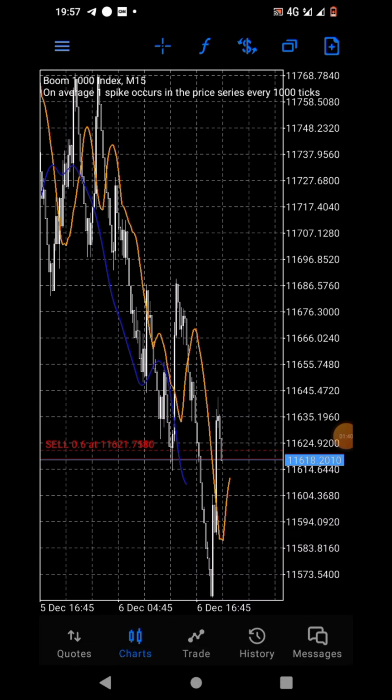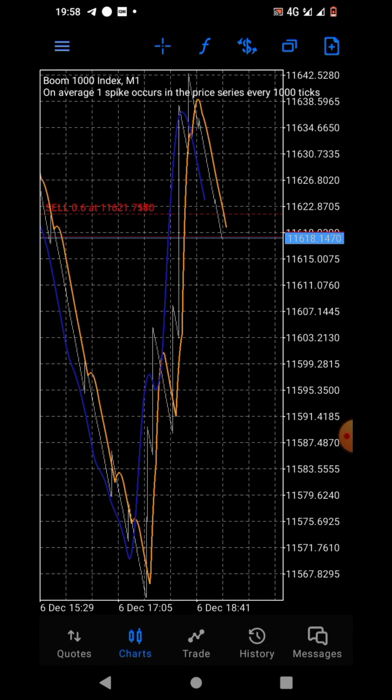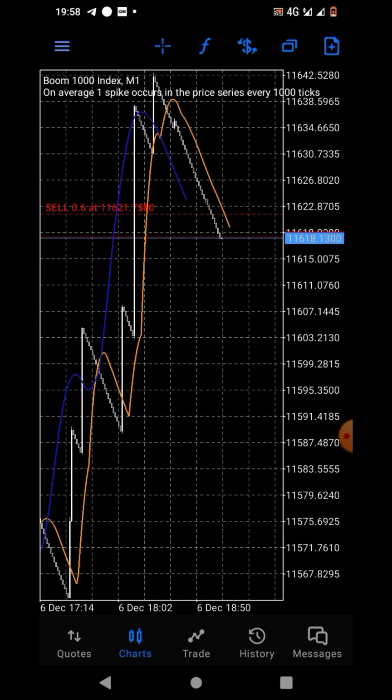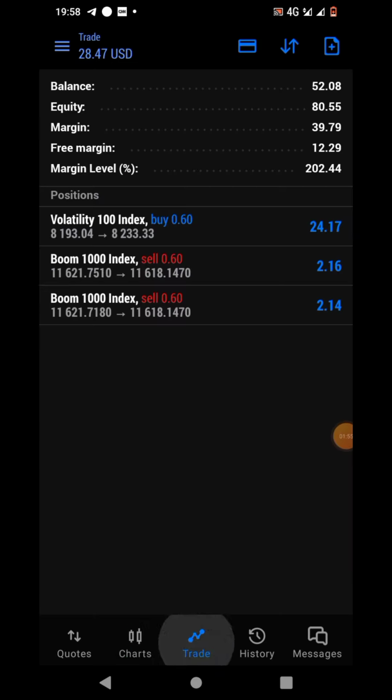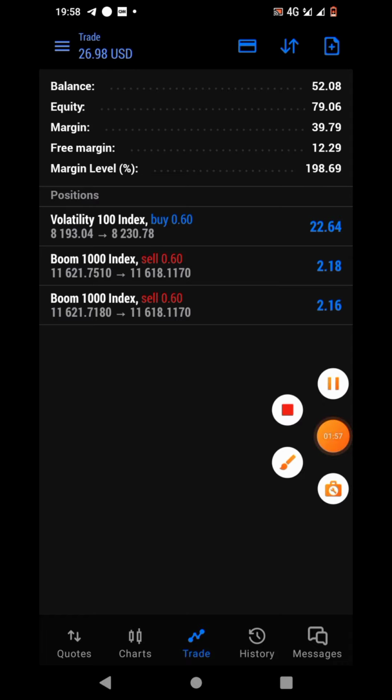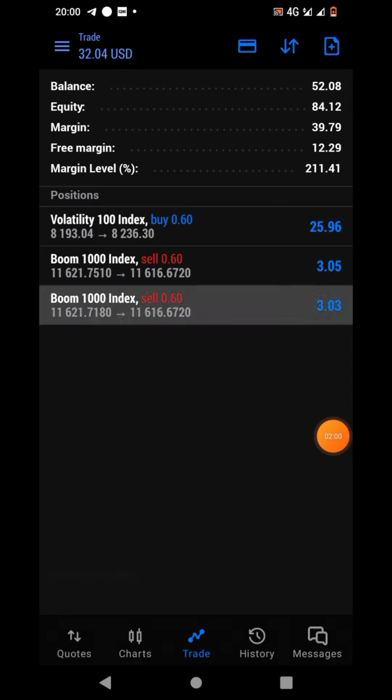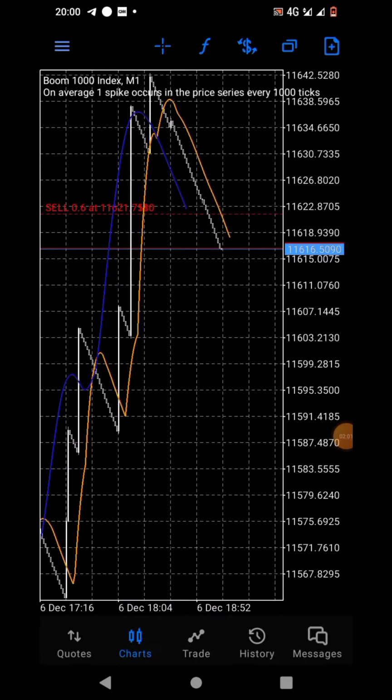Now the VIX 100 has actually retraced a bit, so let's hope that we don't get stopped out at break even, but the momentum is actually still playing out well. So it's a wonderful strategy. Just practice it after you watch this video. Copy the settings, practice it, and you'll see that you'll be making some wonderful profit from the strategy.